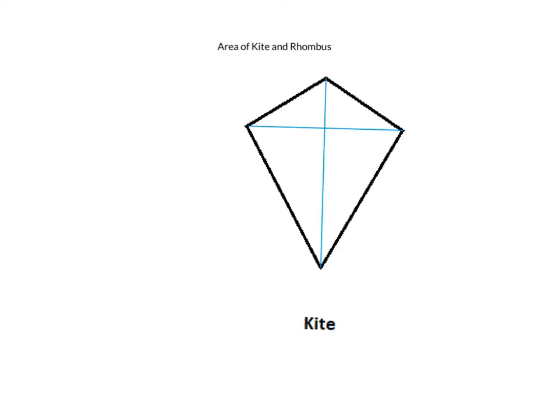The kite has a number of equal sides. This side here is equal to this side in length, and this side is equal to this side in length. These blue lines are called the diagonals. The diagonals of a kite meet at 90 degrees. So we have 4 right angles in there.